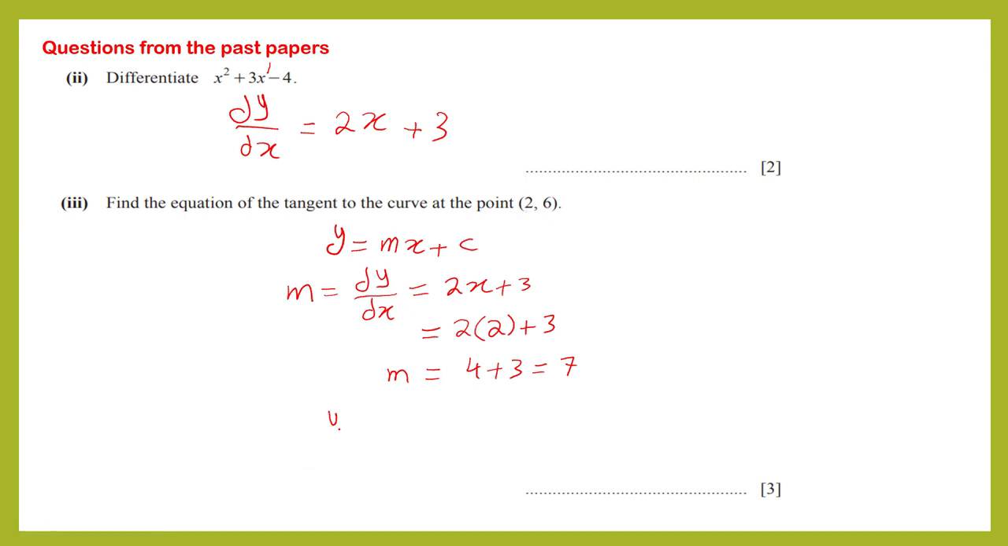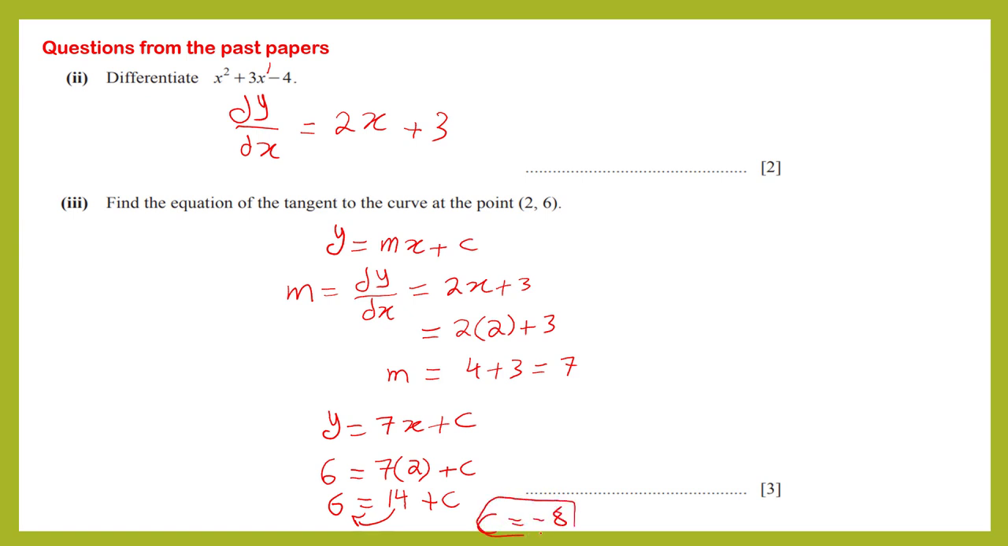So the equation now is y equals 7x plus c. Just replace the x by 2 and the y by 6. So it will be 7 multiplied by 2, and here the y is replaced by 6, then plus c. This one will be 14, and this one is 6 plus c. Just shift this one there. So the c will be negative 8.